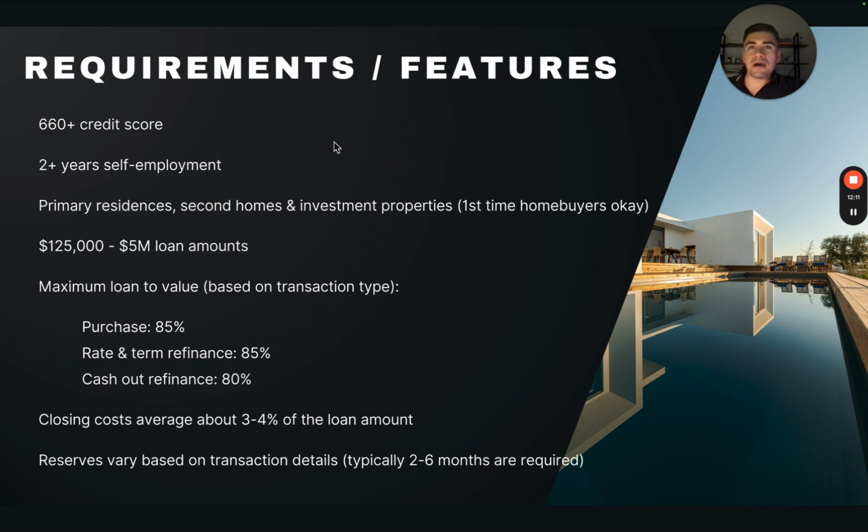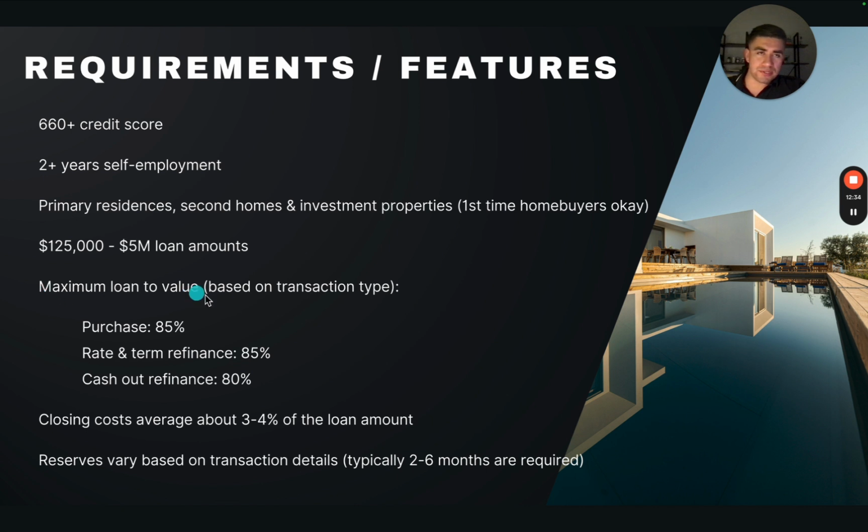Okay. This program is eligible for primary residences, second homes, and investment properties. First-time home buyers are okay with this program. Minimum loan amount is $125,000, and the maximum loan amount is $5 million, although we can go higher on an exception basis if there's compensating factors.